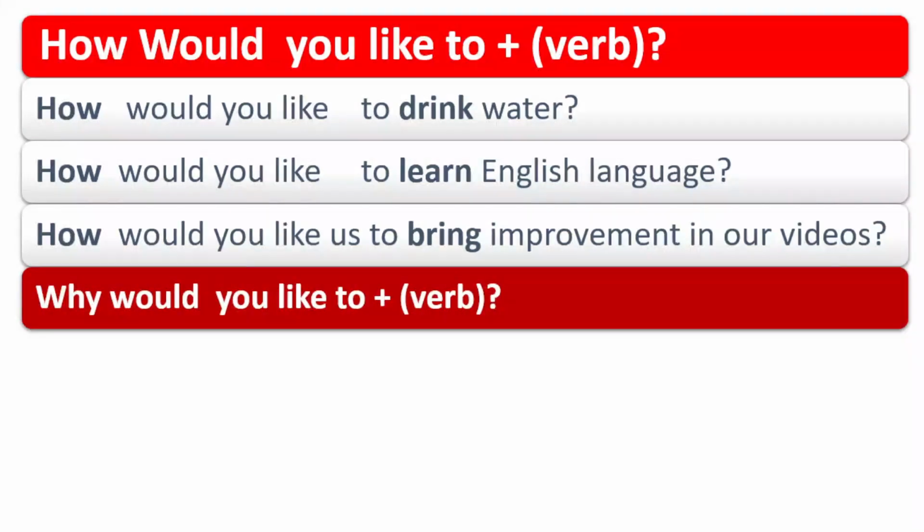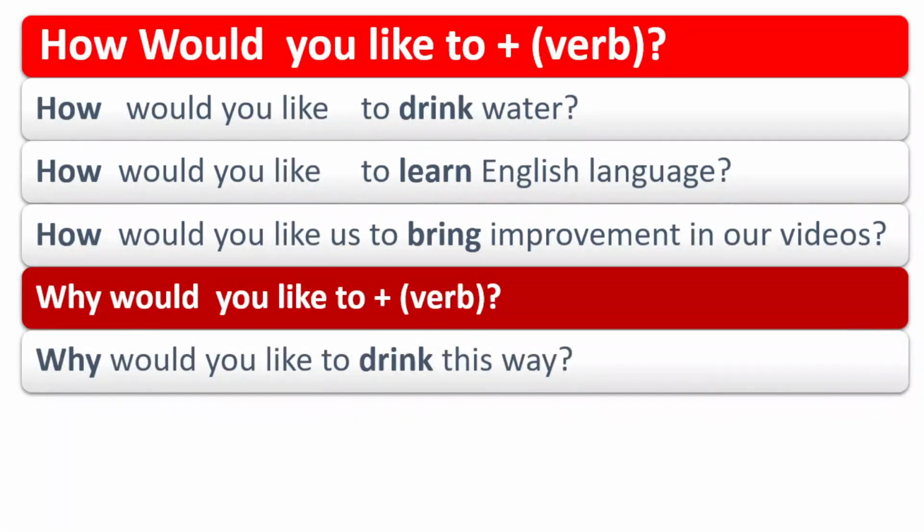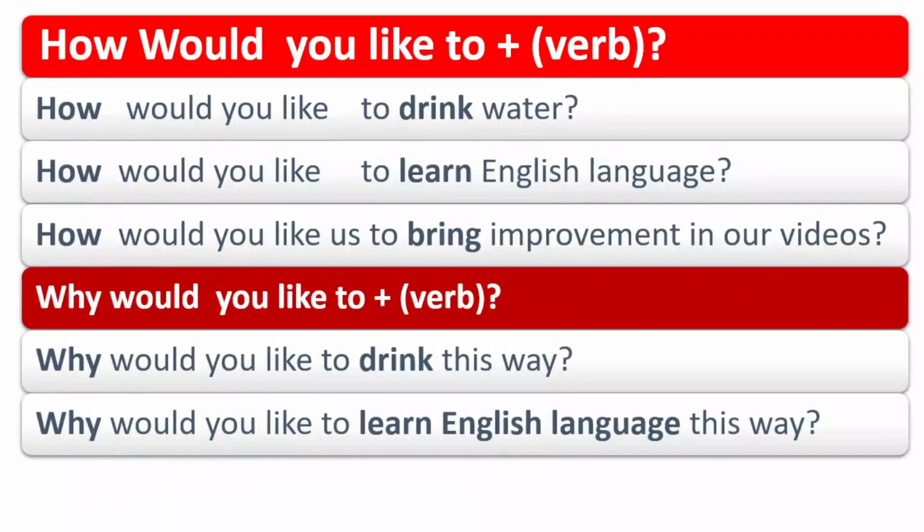The next one is, why would you like to plus verb? Why would you like to drink water this way? Well, I would like to drink water while sitting, and this way is more calm, more easy, and I would enjoy drinking water instead of standing and drinking water, right? Why would you like to learn the English language this way? This would mean, like, why would you like to learn the English language by practicing it? I would like to learn the English language by practicing it because it is easier and more fun. I could talk with my friends, and if there are mistakes, there is no problem.